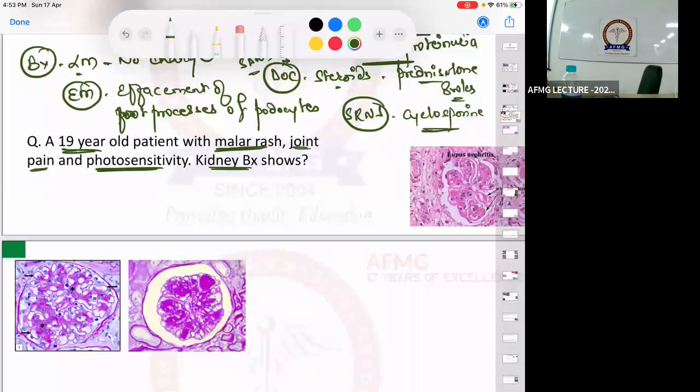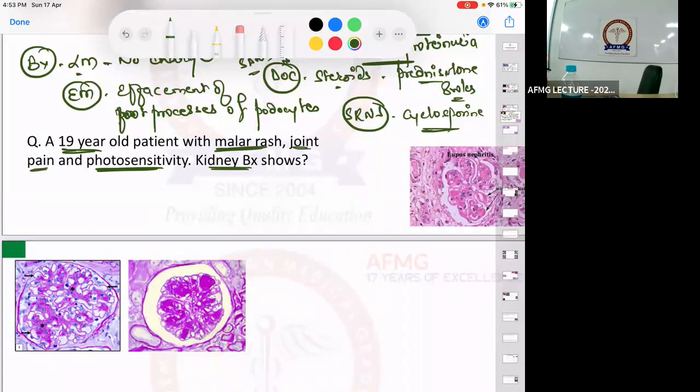Along with that, the patient will complain of joint pain. This joint pain is the most common manifestation in SLE. If they ask you the most common manifestation in SLE, the answer is arthralgia or joint pain. This joint pain is due to, is it synovitis or arthritis? Synovitis. The answer should be synovitis.